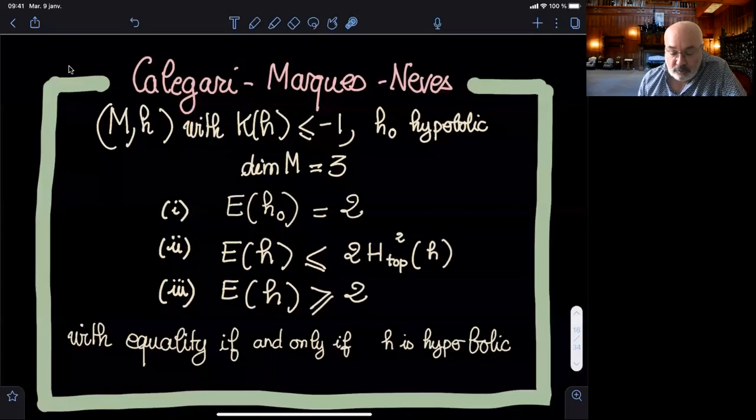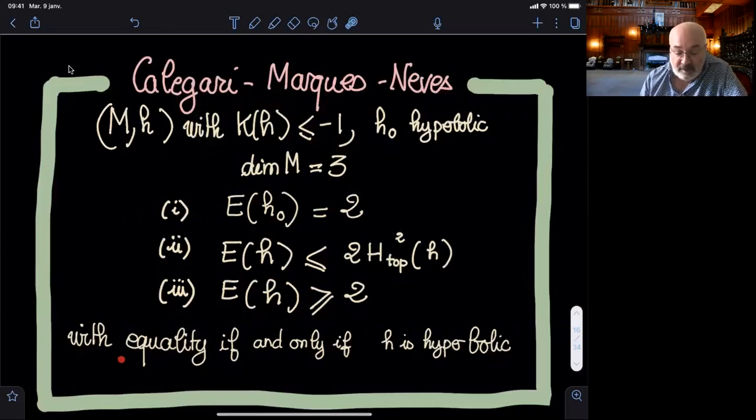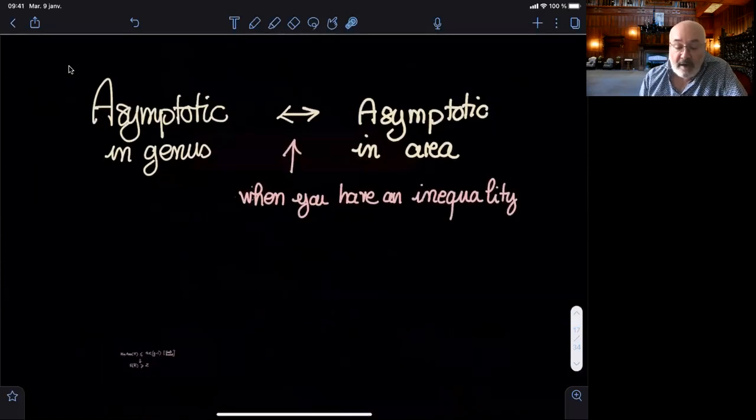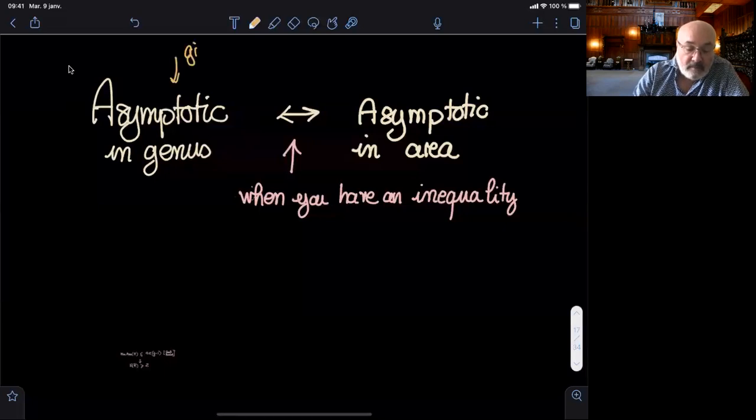So I should first say that most of the results here are actually consequences of the counting in the genus. Most of the inequalities, except the most interesting result in my opinion, which is the equality case, right? So why do you have that? Remember that we have this asymptotic in the genus, which is given by Kahn and Markovich.